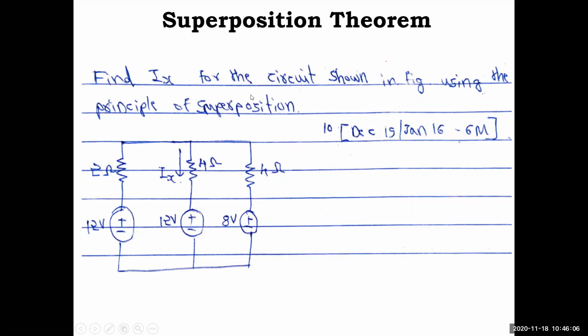Find Ix for the circuit shown in the figure using the principle of superposition. Okay, so they have told us to use superposition. Here you have 12 volt 2 ohm, 12 volt 4 ohm, and 8 volt 4 ohm, and you need to find the branch current of this branch, that is Ix. This you need to determine.